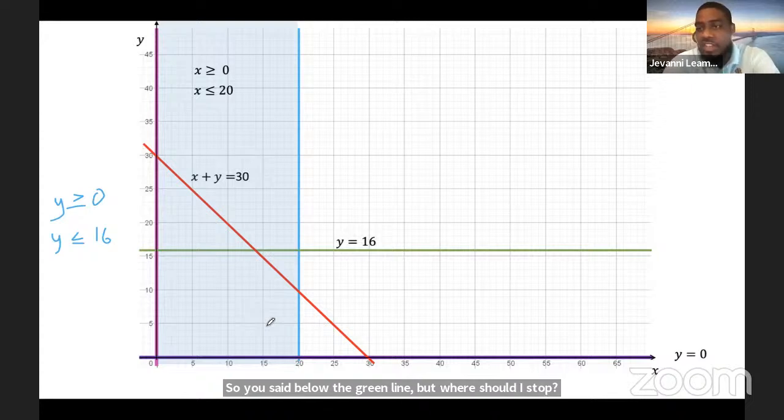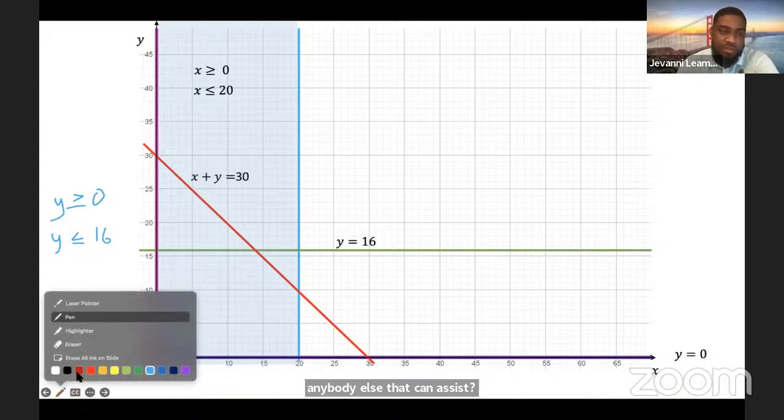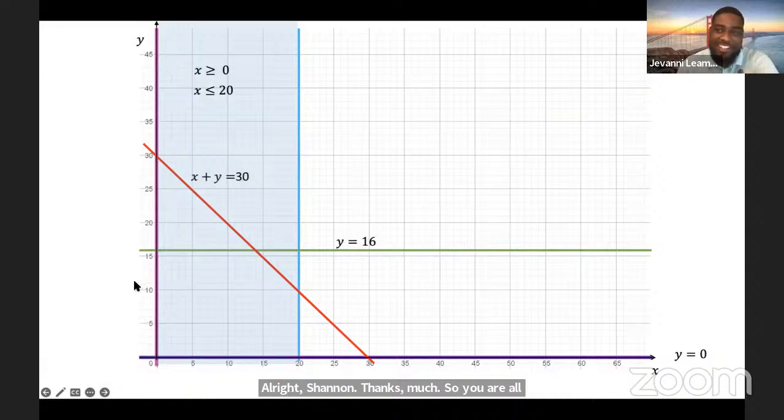Kino, since you had said that below the green line. And anybody else that can assist? All right, the dark purple. All right, Shania, thanks much. So you are all working together to get to this fine answer.